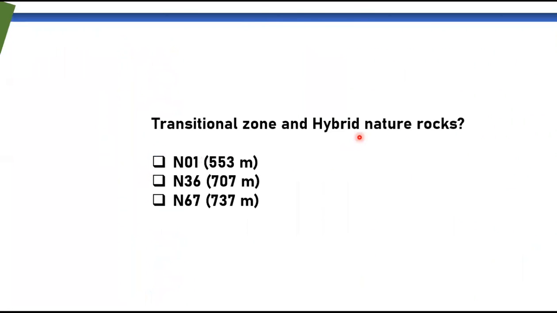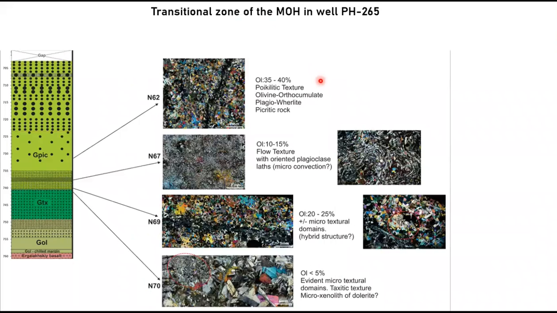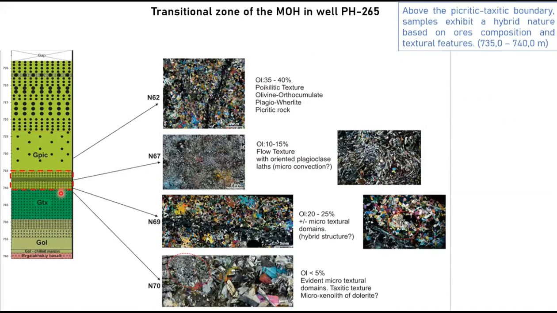Now let's have a look at the transitional zone and hybrid-nature rocks. Just above the contact between taxitic and picritic rocks, there's an interval I call the transitional zone, because the ores and the textural features here represent a kind of mix of both of these units.